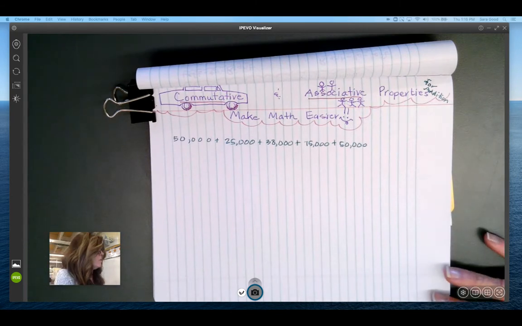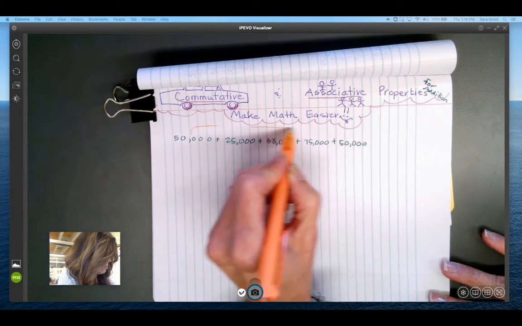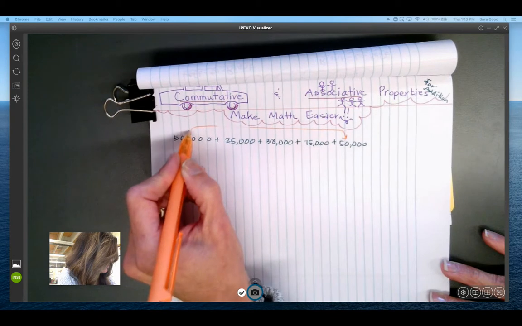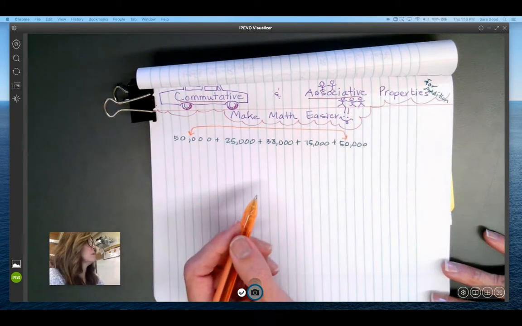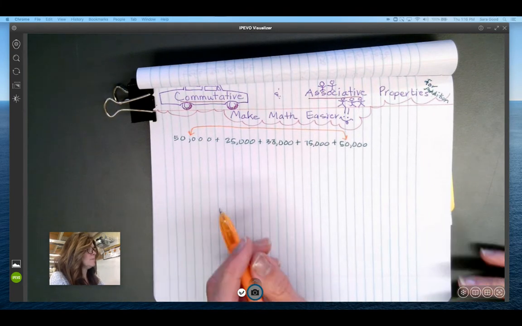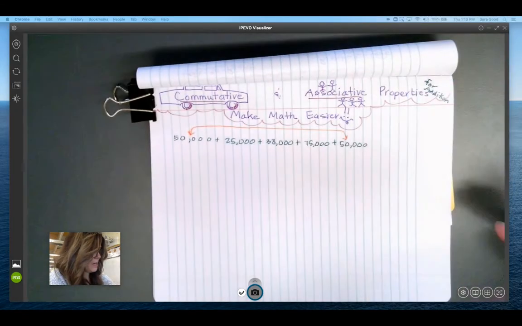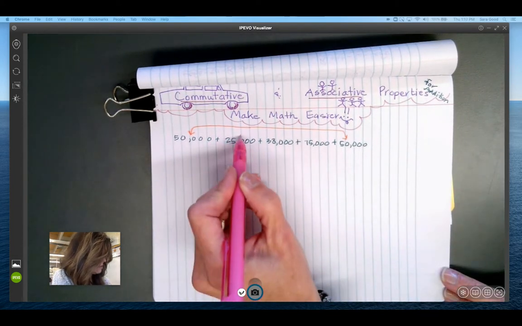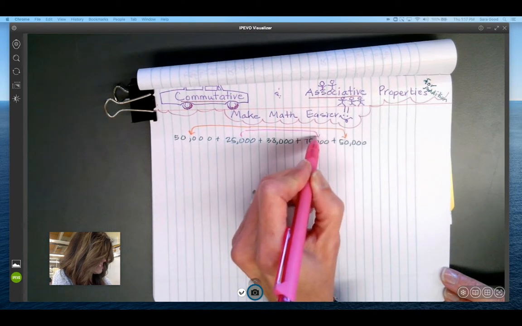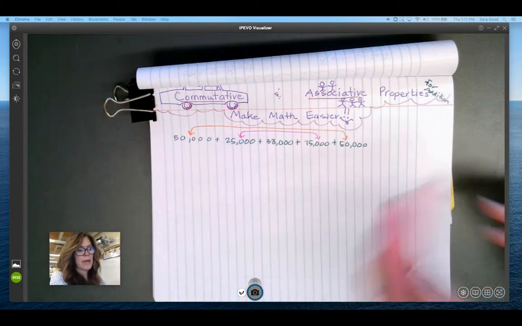Oh, I see one. Do you? I see the 50 and the 50. I would want to move these two together. I'd want to associate those. But I first have to move them. You see another one? You see any other ones that work really well together if I paired them up? I noticed the 75,000 and the 25,000. If I could move those side by side and associate them, that'd be really easy for me to add.